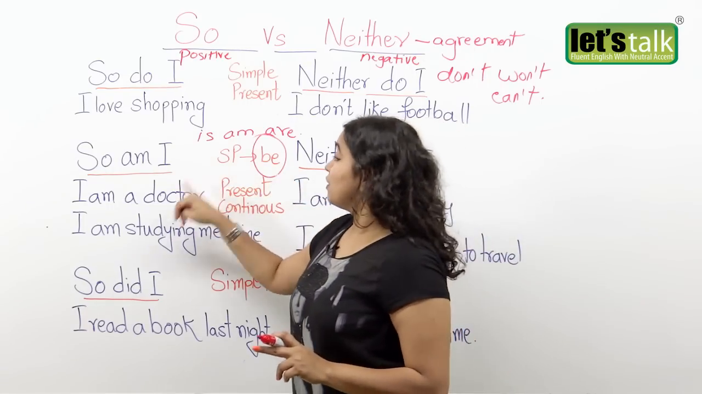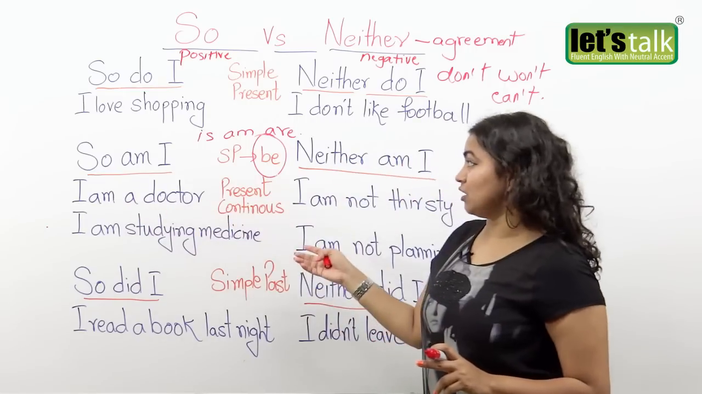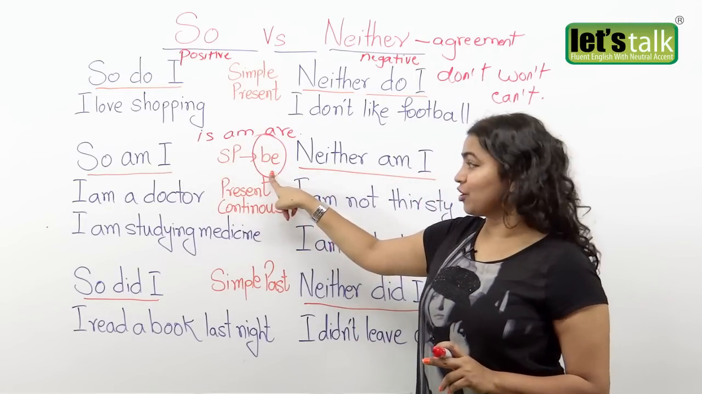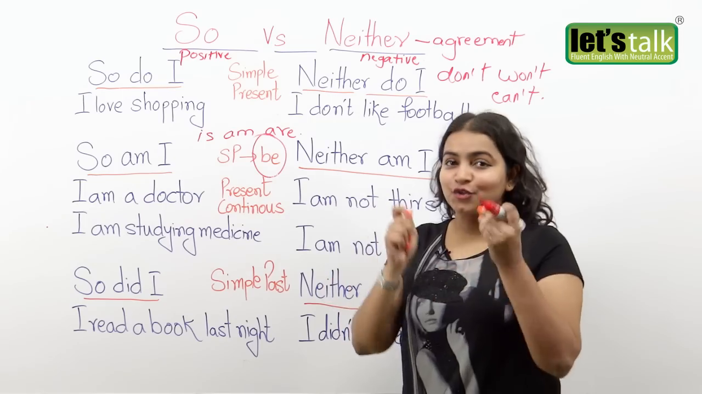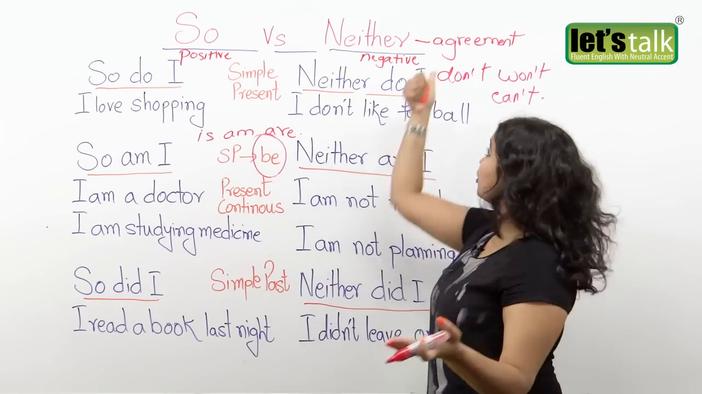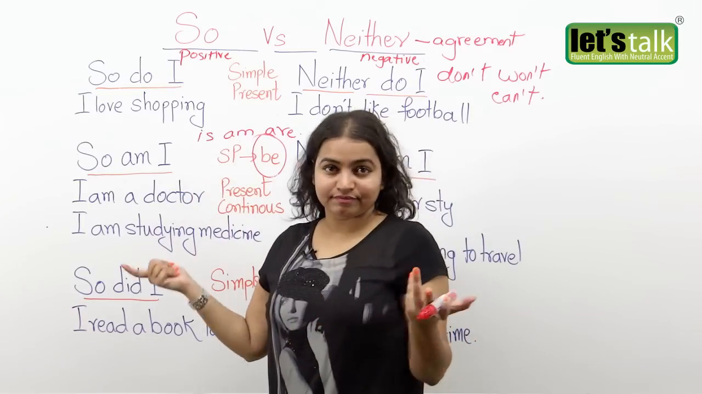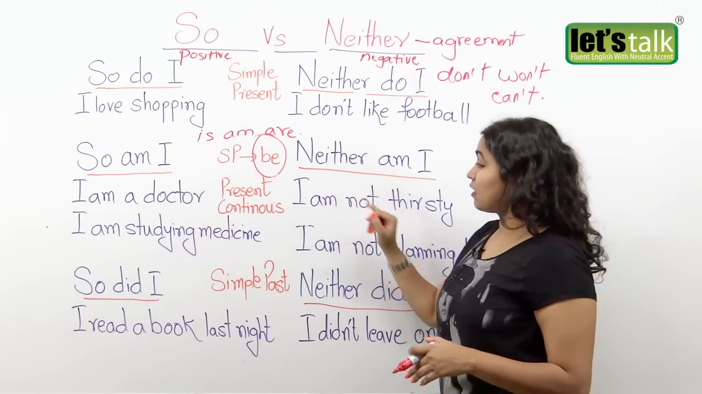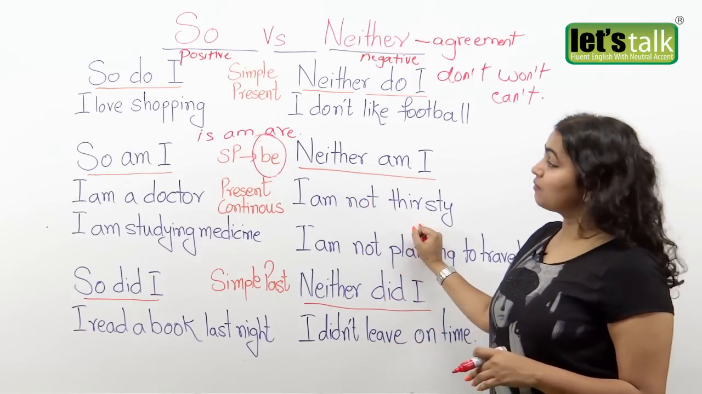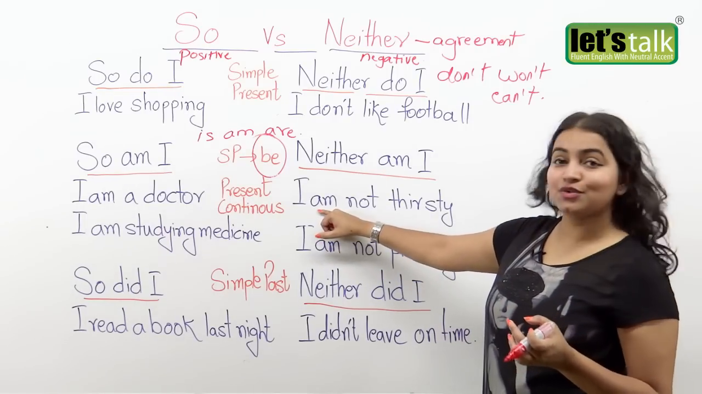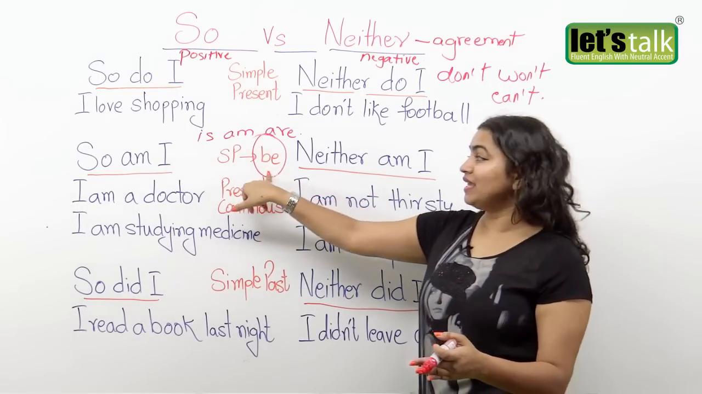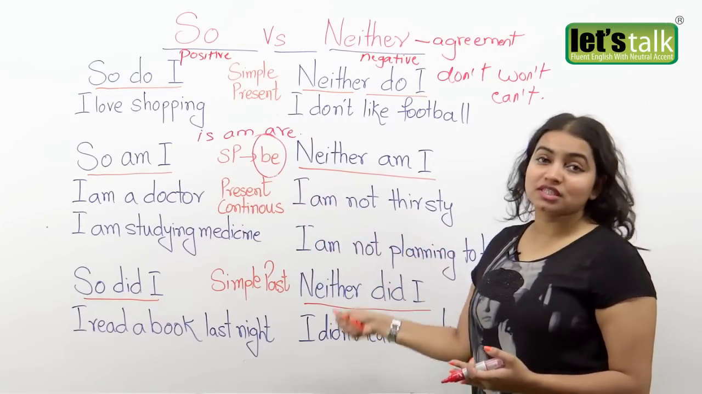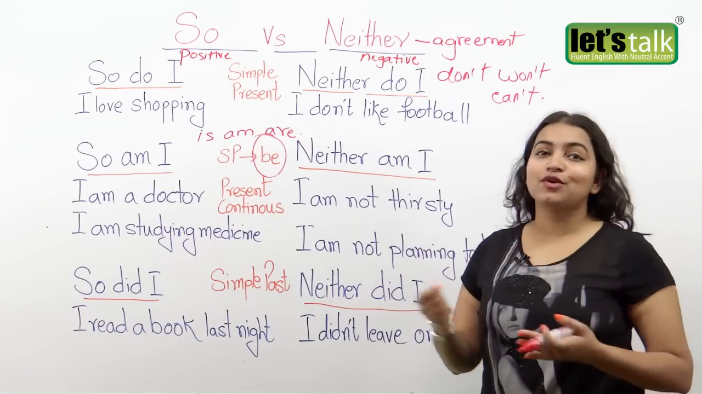Okay? So a statement like I am a doctor. Am is used in a simple present with the be form of the verb. Okay? So we say I am a doctor, and your immediate response to that, if you are a doctor, if you are agreeing to that, would be so am I. Okay? When you have the negative statement, which is I am not thirsty, again, the word am is used in the simple present tense, and the am is, of course, the be form of the verb, and therefore the response to I am not thirsty will again be neither am I.